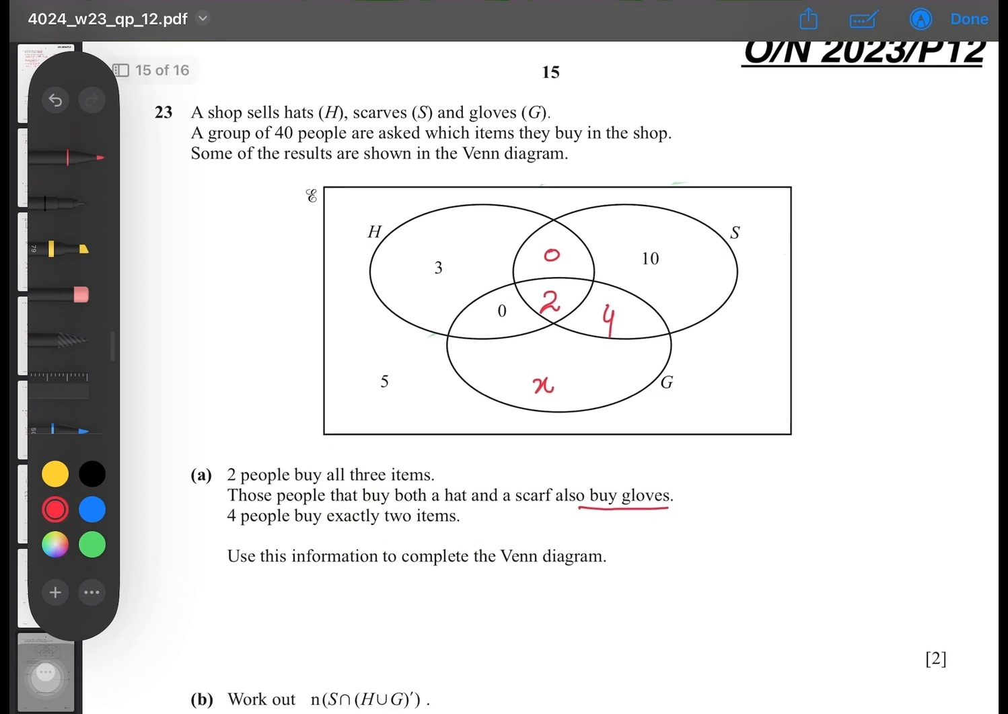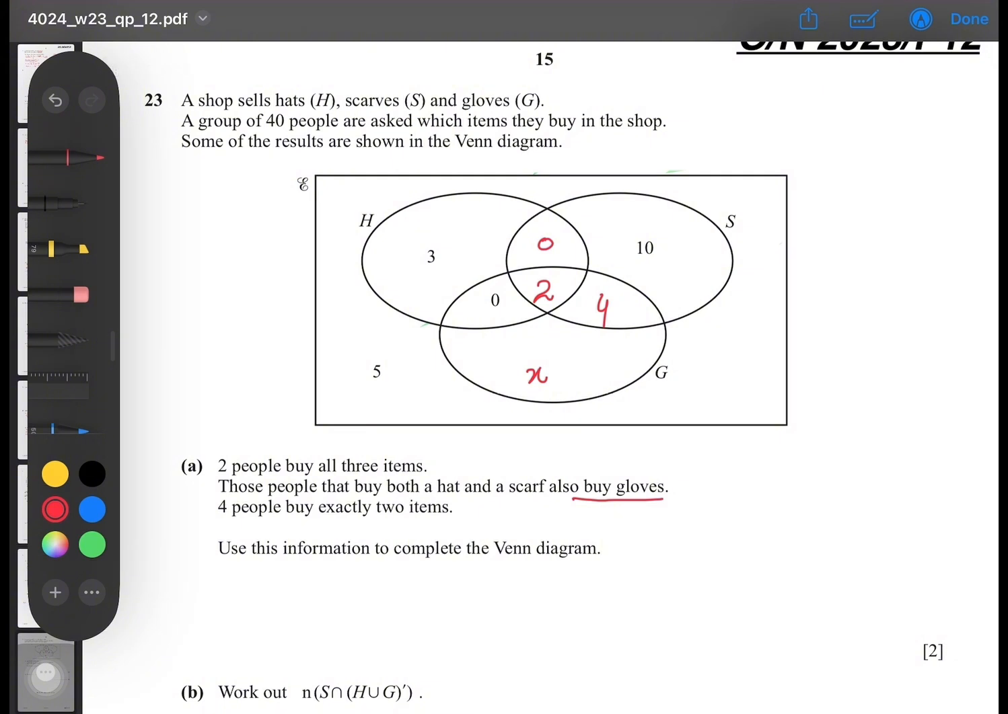So I will solve this by making the equation. So it will be 3 plus 2 plus 10 plus 4 plus 5 plus x is equal to 40. And after solving, I'll get 24 plus x is equal to 40. And x is equal to 40 minus 24. So x is equal to 16.